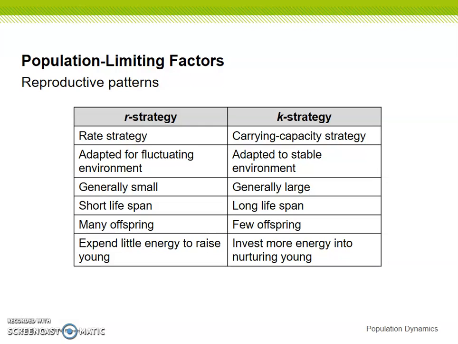The K strategy is basically the opposite of that, okay? The carrying capacity strategy. It is adapted to stable environments that don't change very often. They are generally large organisms with a long lifespan. They have very few offspring over their lifetime, so they have maybe one or two offspring at a time, and they invest a lot of energy into nurturing those young. They spend a lot of time teaching them how to hunt, how to survive, how to avoid predators.